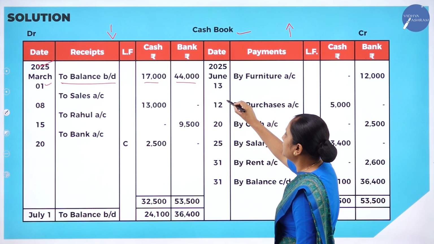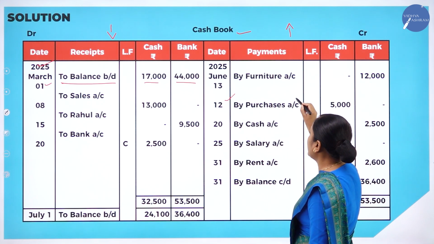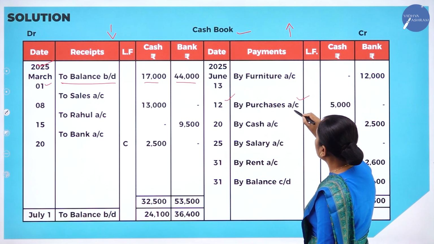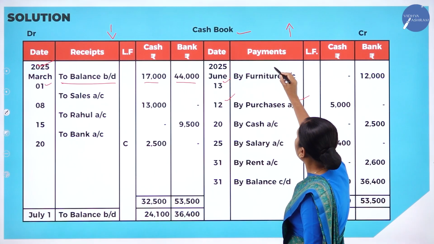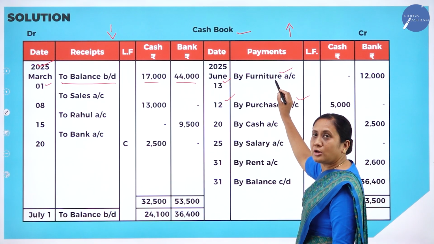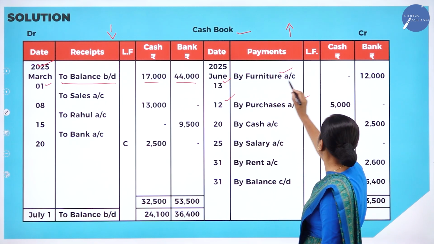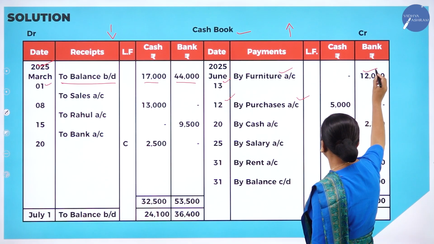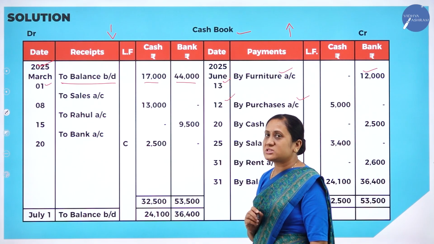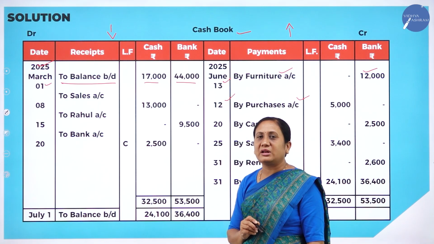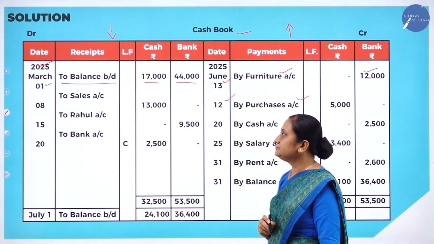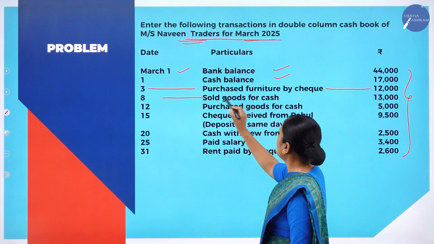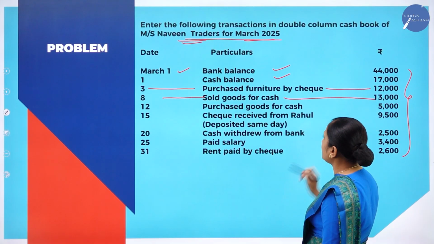Here. Write the date in the date column. We will write it as by furniture account, June 13. Why furniture account? Because we are buying furniture. Okay, through check. When they have mentioned it as through check, instead of the cash column, we will write it in the bank column.